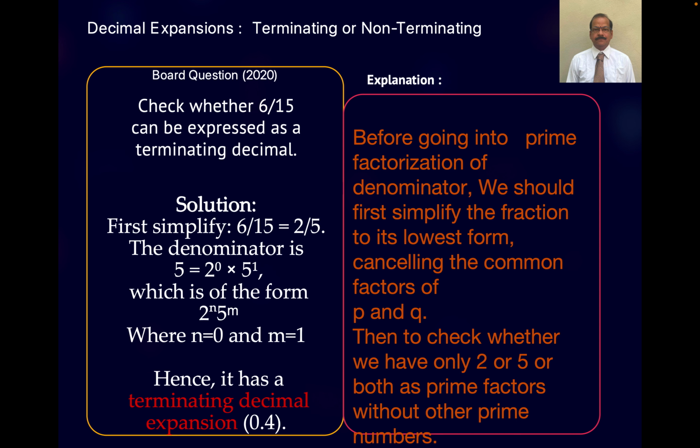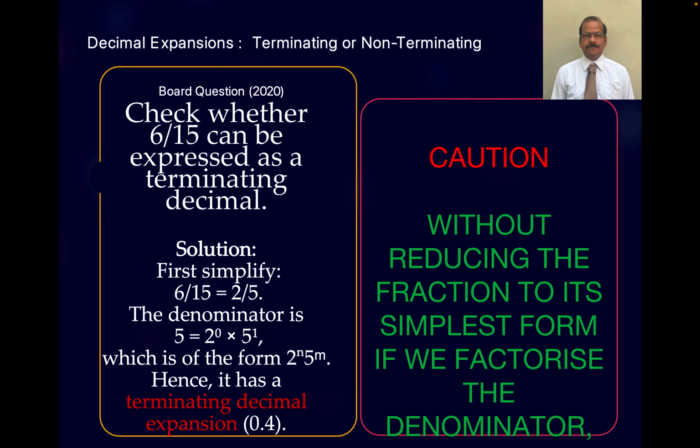So here the explanation is, before going to prime factorization of the denominator, we should first simplify the fraction to its lowest form, else it will result in an error of decision. So the same thing we have just explained. In order to avoid errors, we need to make the given fraction into simplest form and then try for the factorization of the denominator for arriving at the decision whether it is terminating or non-terminating.